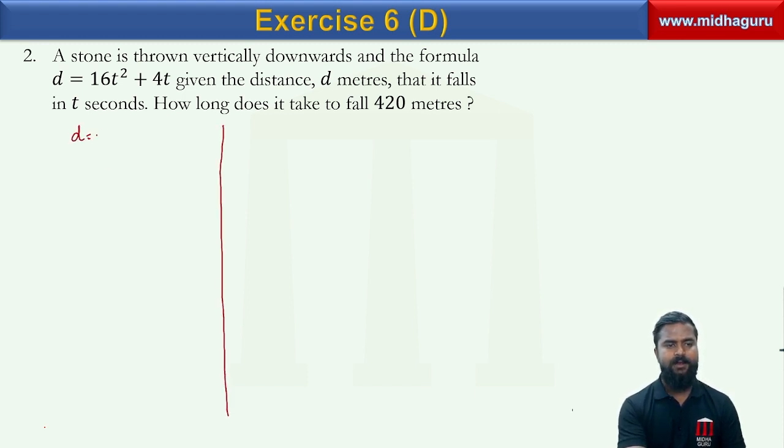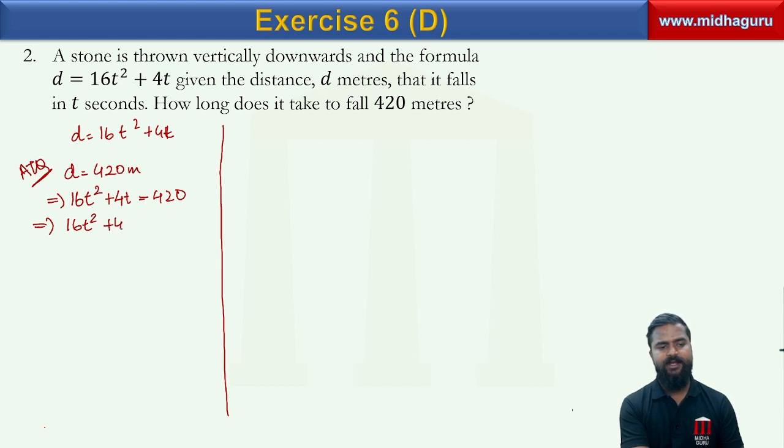So it is given d is equal to 16t squared plus 40t. Now, according to the question, the distance is given as 420 meters. So we'll replace d with this, it becomes 16t squared plus 40t is equal to 420. Then bringing 420 to this side, we get 16t squared plus 40t minus 420 is equal to 0. Then I'll take 4 common from this equation. I'll divide it by 4, I get 4t squared plus 10t minus 105 is equal to 0.